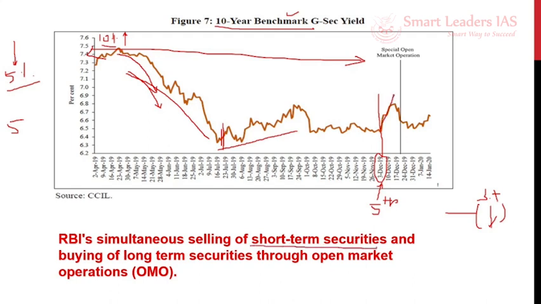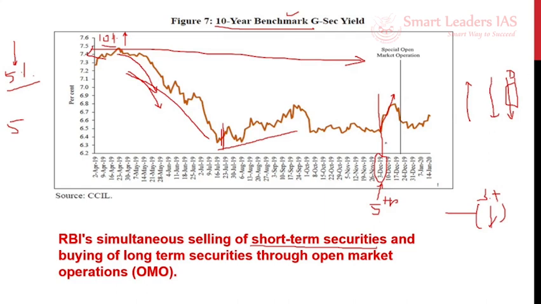Immediately upon this, the yield rate of long-term bonds began to increase. When will yield increase? When price is falling. When will price fall? When the demand for the bond is lowered. So why has this demand lowered? It is because the repo for short-term bonds has not been cut down. So this is unusual.